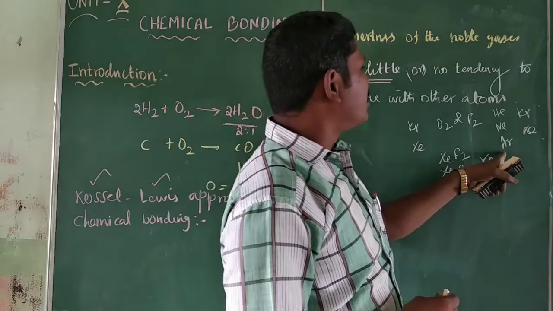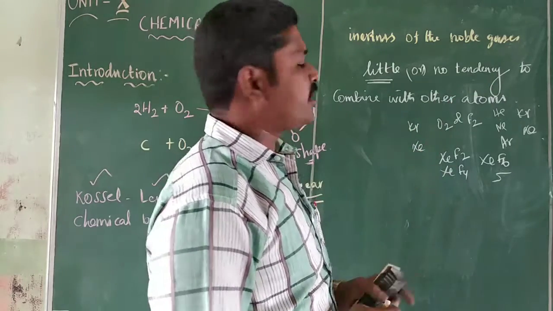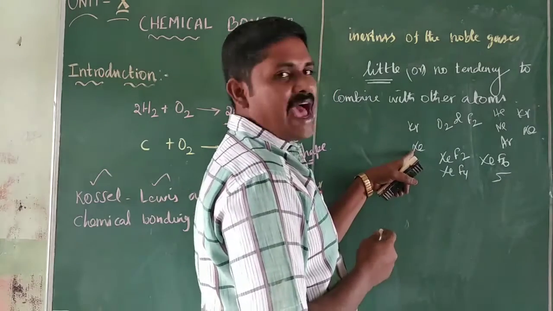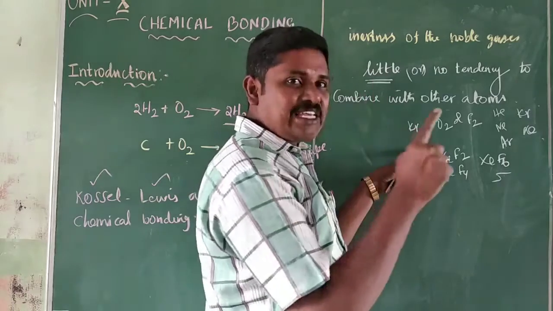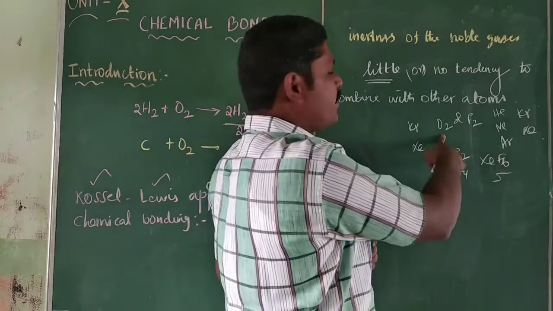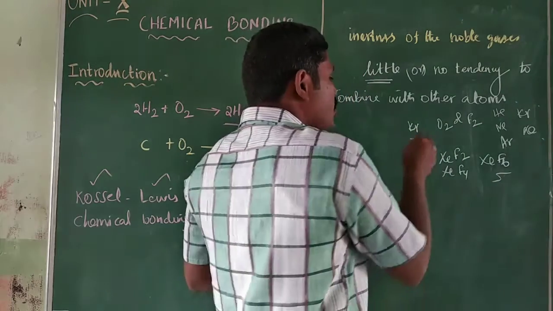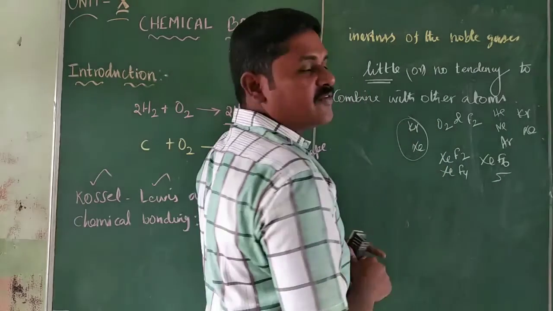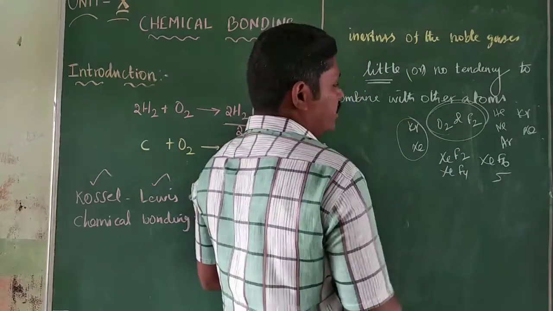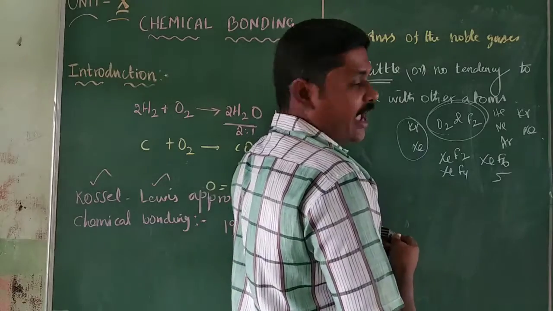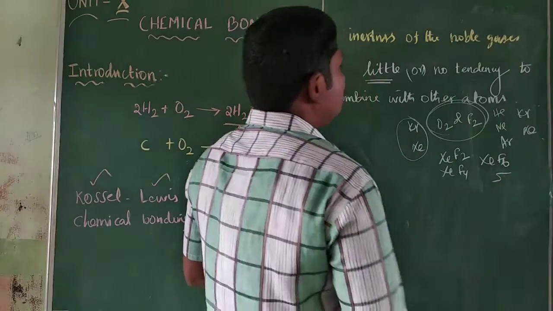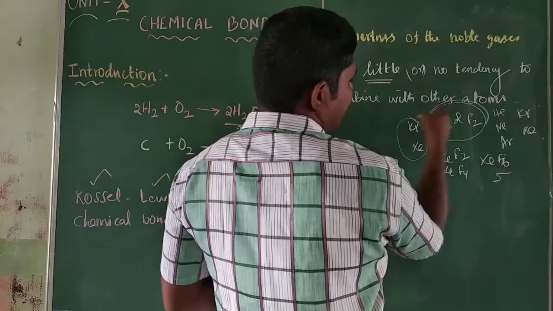Helium, neon and argon have little or no tendency to combine with other atoms, but krypton and xenon have low ionization energy. The low ionization energy of krypton and xenon combines with the high electronegativity of oxygen and fluorine to form compounds, such as xenon difluoride, xenon tetrafluoride and xenon hexafluoride.